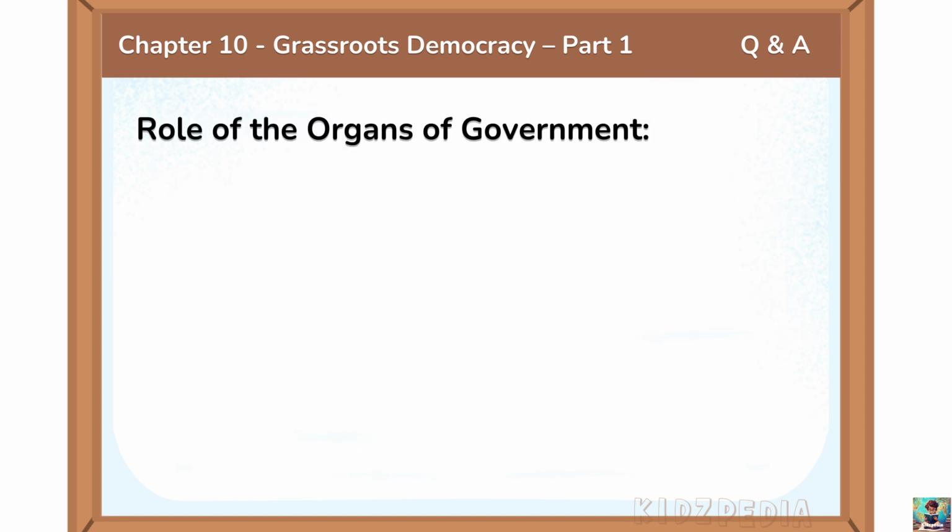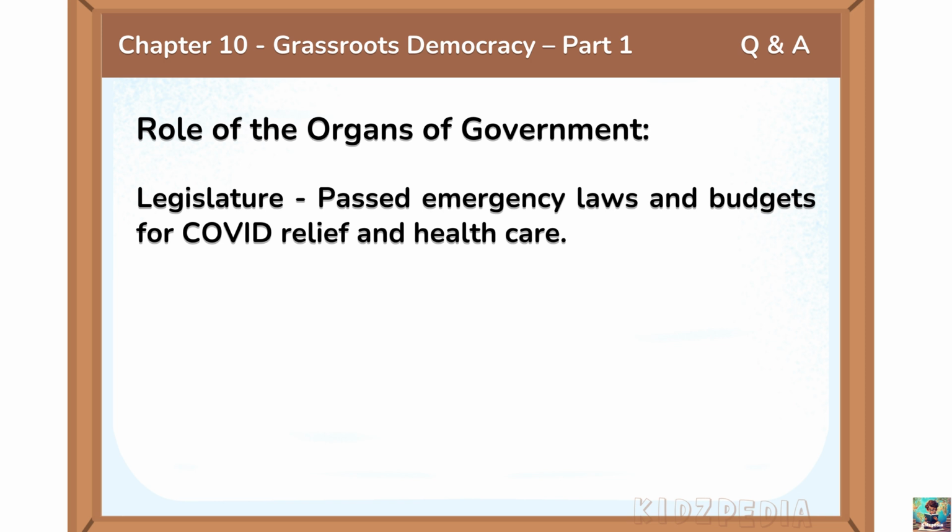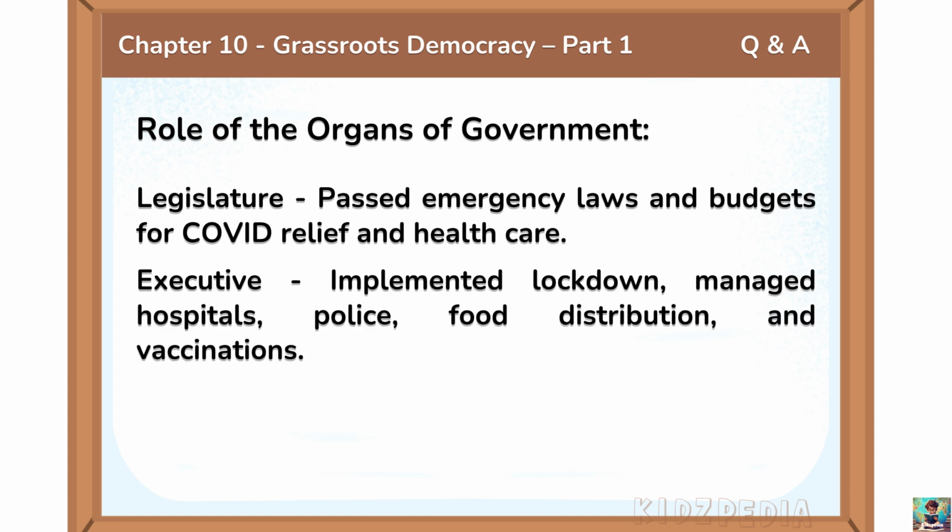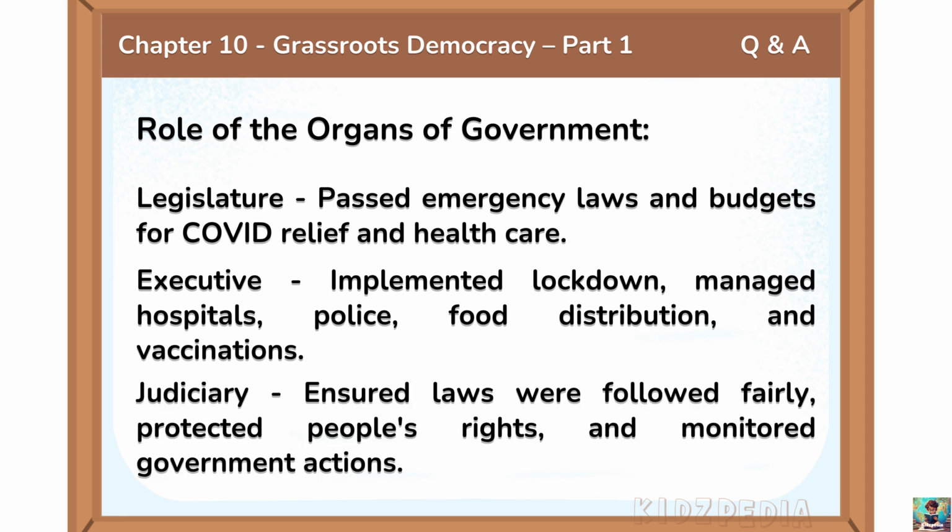The roles of the organs of government are: the legislature passed emergency laws and budgets for COVID relief and healthcare. The executive implemented the lockdown, managed hospitals, police, food distribution and vaccinations. The judiciary ensured laws were followed fairly, protected people's rights and monitored government actions.